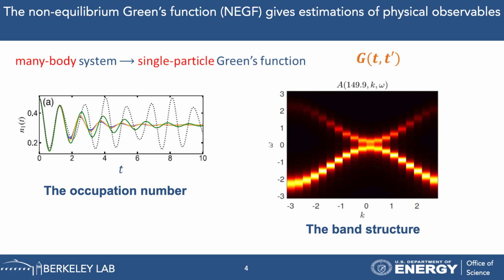The non-equilibrium Green's function can be expressed by G(t, t'), where t and t' are two time arguments. From the Green's function, we can get the estimations of some interesting physical observables, including the occupation number and the band structure. The occupation number describes the distribution of the particles among different sites. And from the evolution of this number, we can get how the system evolves under certain perturbations. This can help us understand the structure and the properties of the system.